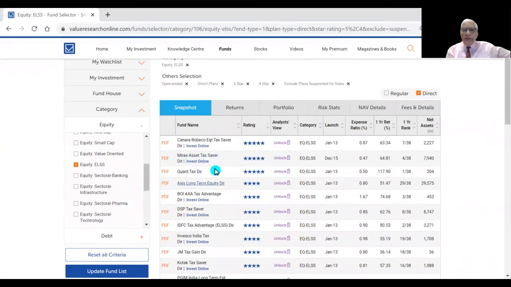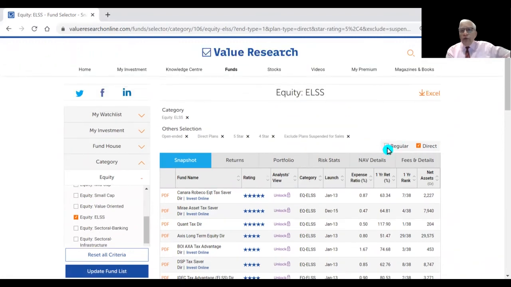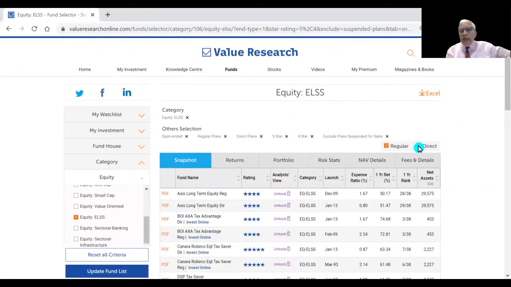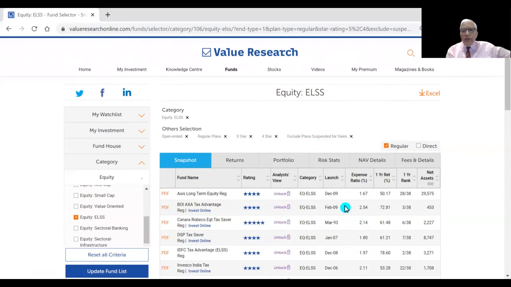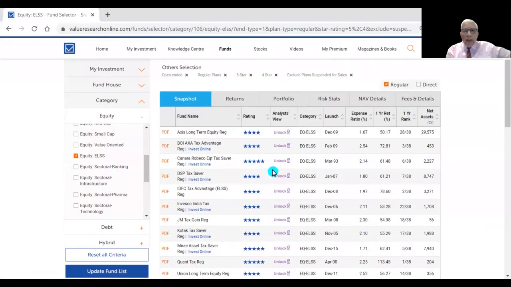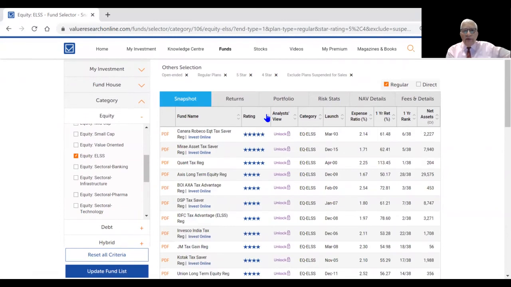Canara Robeco, Mirae Asset, Quant. So same funds are there in the top 3, whether you go for regular category or direct category. Now here, if you see, these 5-star rated funds at the top have come, Canara Robeco. Let's see the advantages of investing in this.